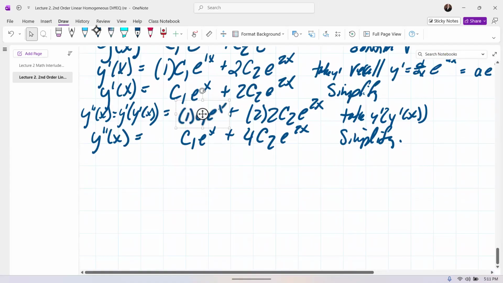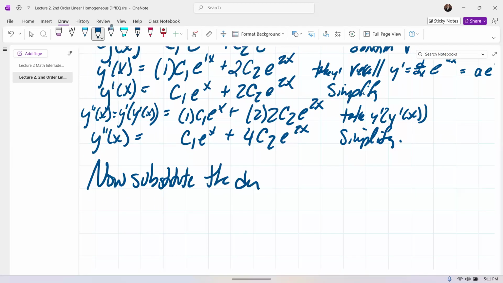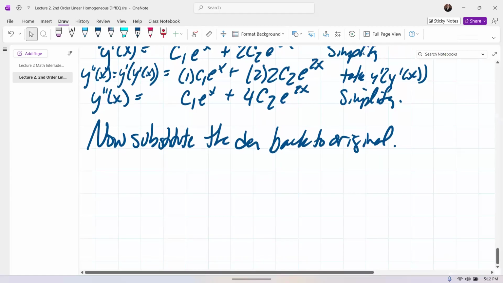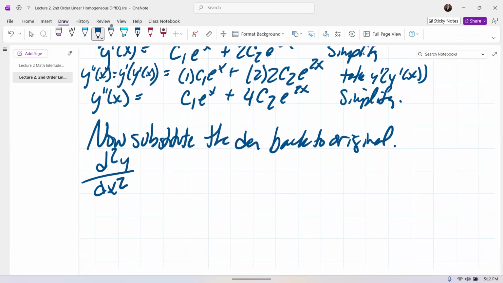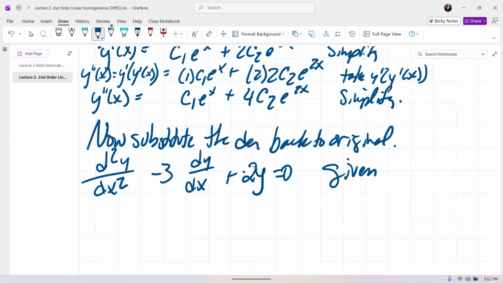So now, substitute the derivatives back into the original. All right, so we've got to hold this up. d squared y over dx squared minus 3 dy dx. And notice that I am being very particular about writing out all the steps and writing down what I'm doing.